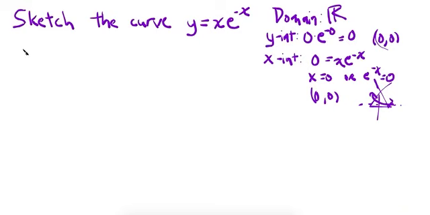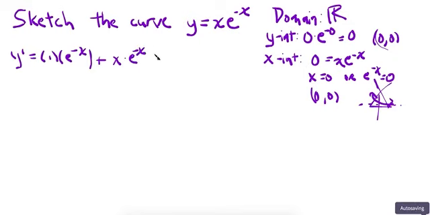Alright, now let's actually get to some calculus. So we're going to take the derivative of this thing. This is a product, so we're going to have to use the product rule. The derivative of the first thing is just 1 times e to the negative x. We're going to add to that x times the derivative of this thing. The derivative of this would be, because it's an exponential with a base of e, the same thing, but then we have to multiply by the derivative of the exponent. That's the chain rule coming into play.